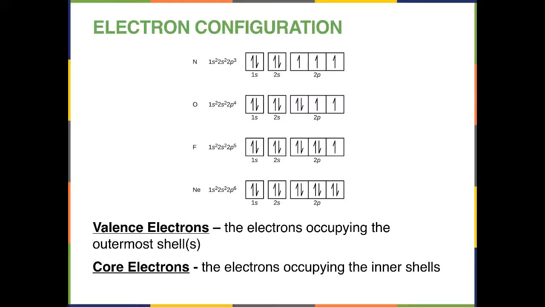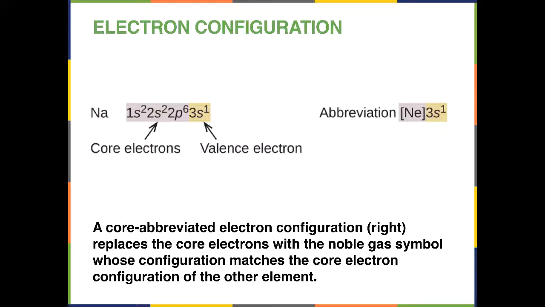The electrons that are inside the valence electrons are called the core electrons. The core electrons can be abbreviated to simplify when you have a very long string of, say, an element that has, say, 71 electrons. You don't want to write all of this 1s2, 2s2, 2p6, and so on. And so it's common to abbreviate the core and then only write the valence electrons.